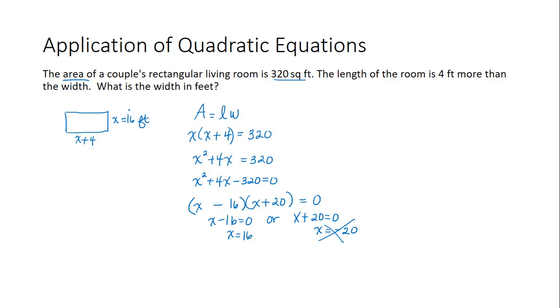And that's exactly what we needed to find here. It says, what is the width of the room? And the width was what was designated by X. If we were asked to find the length of the room, it is 16 plus 4, or 20 feet. Okay, but the width of the room is 16 feet.